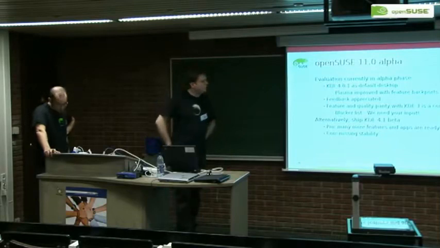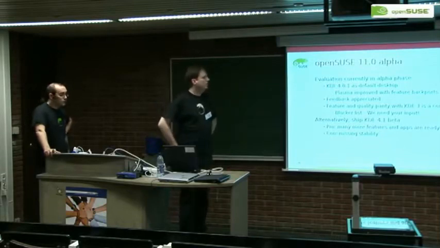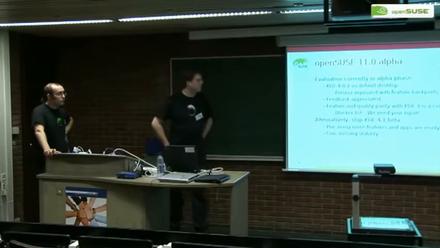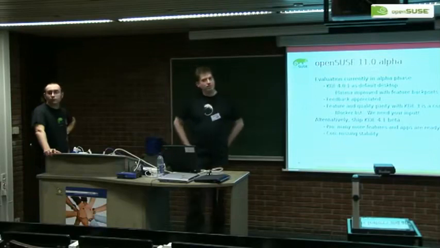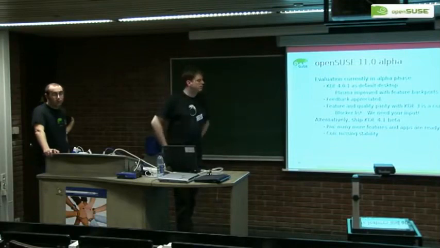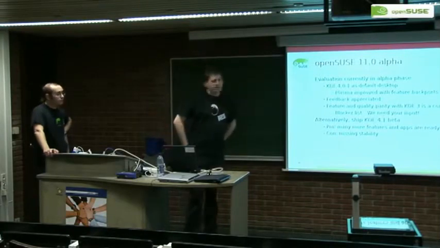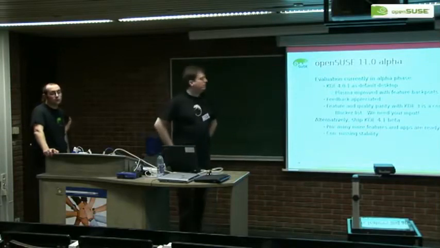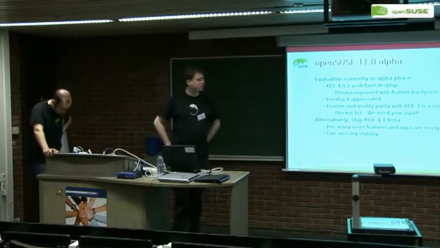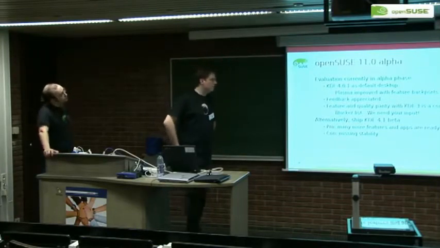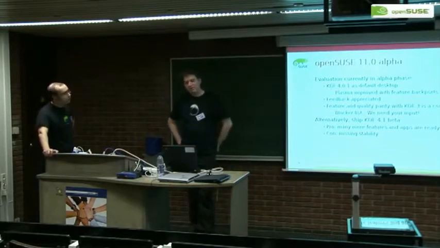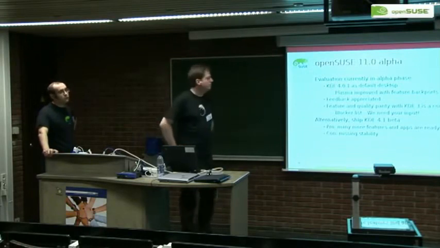An alternative plan, in case we are not happy enough with what KDE 4.0 provides, is that we might ship a 4.1 beta, because we are quite close to the upstream schedule for KDE 4.1. So we would have the clear advantage that we can ship many more features and improvements and polishing that is currently being done in the upstream repository. On the other side, we are a little bit concerned that as we have to ship a beta, it's obviously not final and we might have some stability problems.